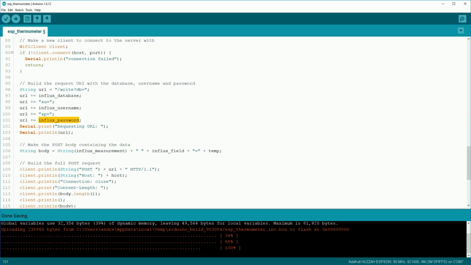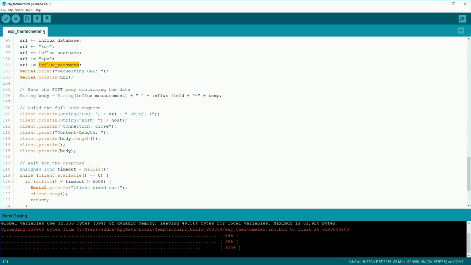We end up with a URL that's just slash write with db equals database, u equals username, and p equals password. It's very simple and very easy to post to. The last part is making that post body. Remember, it's just the measurement name, a space, the field name, an equal sign, and then the temperature value. And that's it.